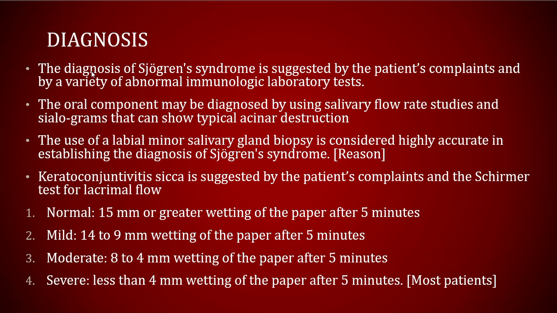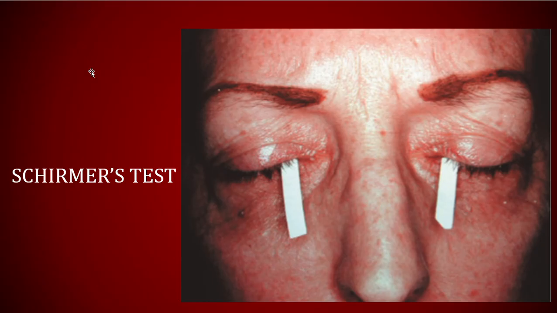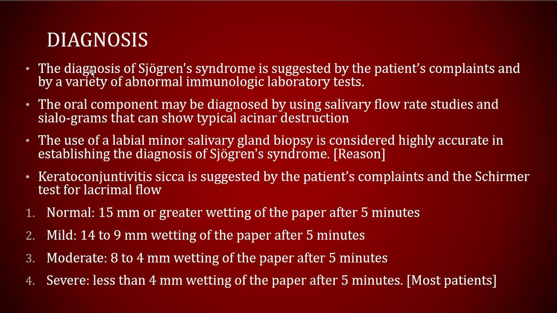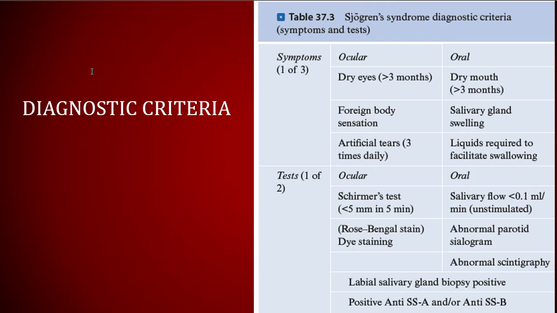Now, there is a test called Schirmer's test. The normal is 15 millimeters or greater wetting of the paper after 5 minutes. Mild is 14 to 9, moderate 8 to 4, and severe less than 4 millimeters, and that would be most patients. This is Schirmer's test. Basically, this paper should be filled, collecting around 15 millimeters of tears.